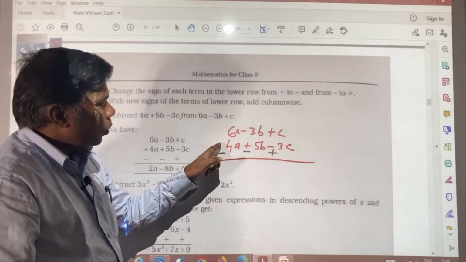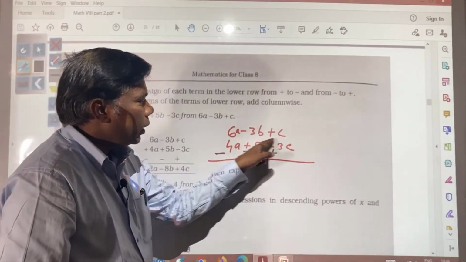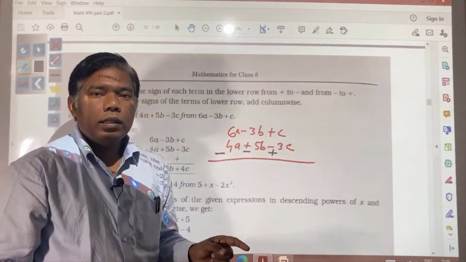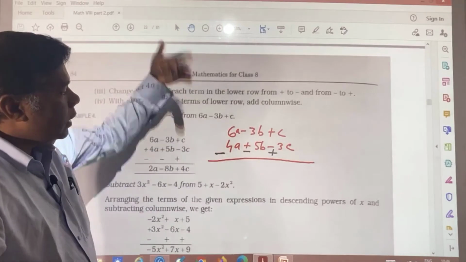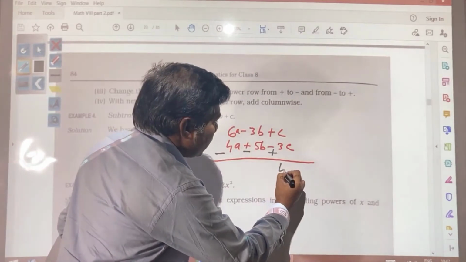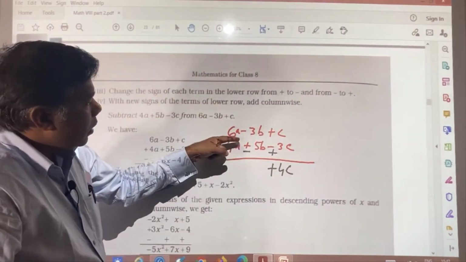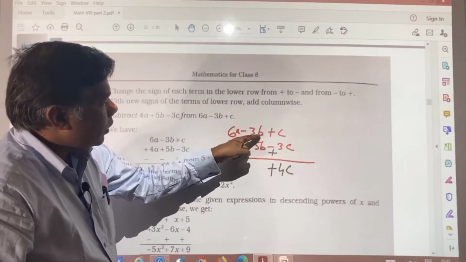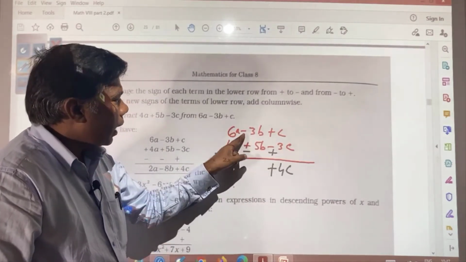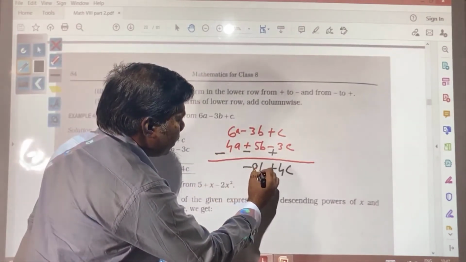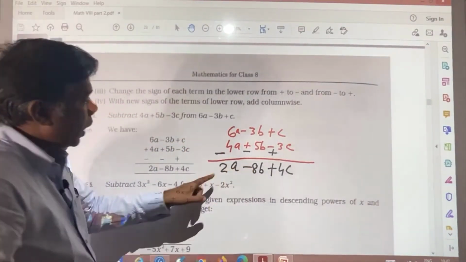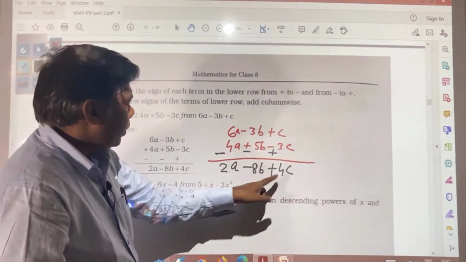Now, the old signs what they had, you need to forget that. The new sign what you have changed, that is required to be considered. Now you start adding, as addition you know. Plus 3c and plus c will become 4c. Then minus 5b and minus 3b, we are not taking this plus, we are taking the sign that has been changed. Minus 5b and minus 3b will be minus 8b. And 6 minus 4 is 2a. So your answer now you got: 2a minus 8b plus 4c.